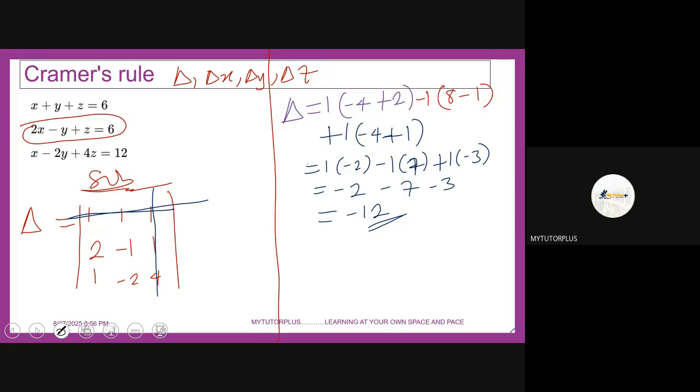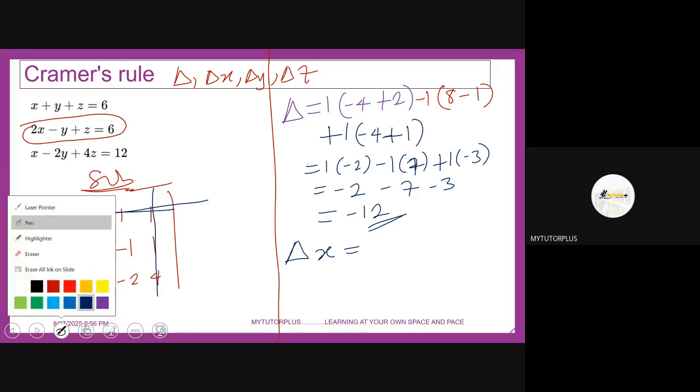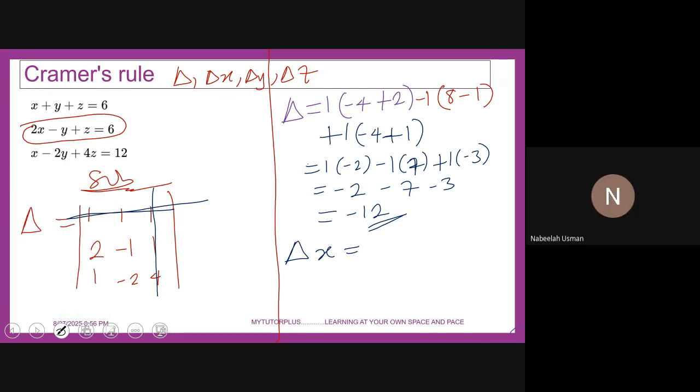What am I going to get next now? I'm going to get delta X. And what am I going to do? I want you to tell me. I believe somebody should remember the next step for this one. How am I going to get delta X based on what you have done last time? So the first, the Y and Z and 6 and the right hand side. Okay. So meaning I will replace the first column, right, with the last value. Yes. Right?